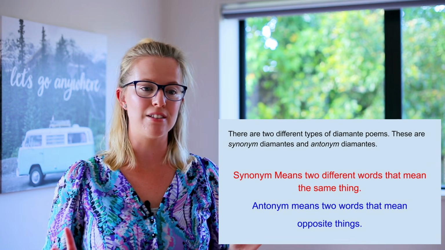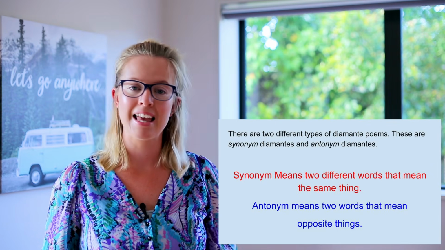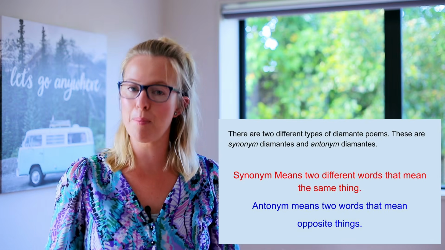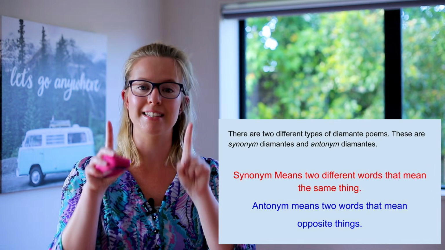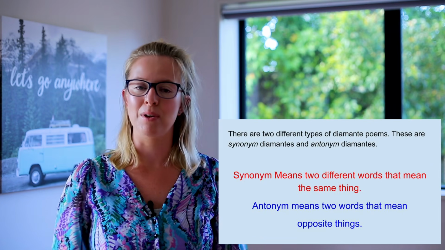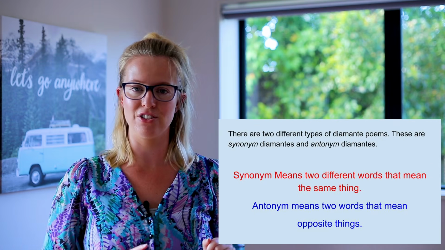A synonym means 2 different words that mean the same thing. Now an antonym means 2 words that mean opposite things. So synonyms are when 2 words mean the same thing, but they are different words. And antonyms are when they are 2 words, but they mean the opposite from each other. I hope you're hanging along with this because you're going to be able to write some amazing poems after this.